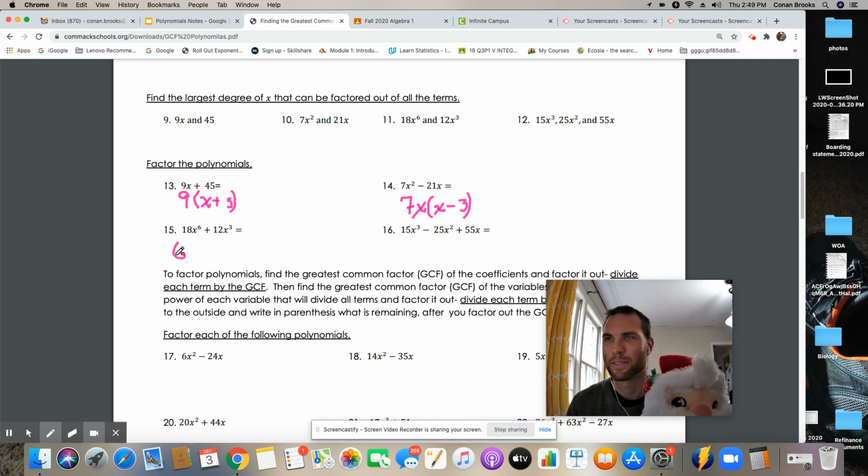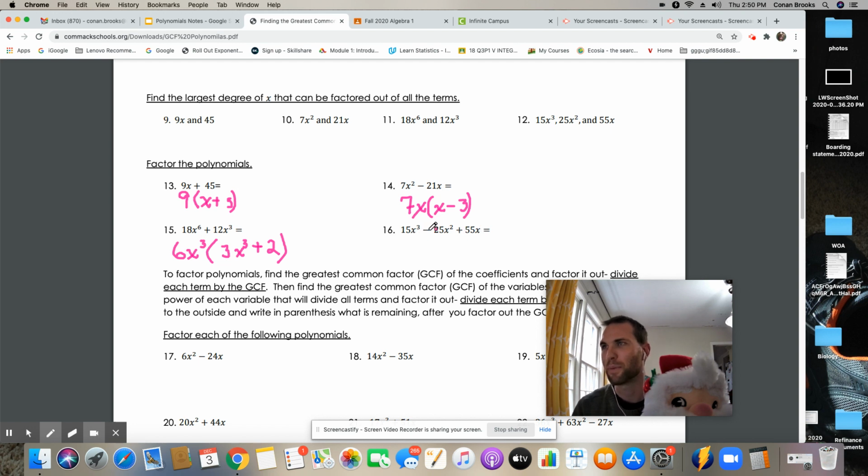18 and 12, we said it's 6, and then x to the third because you have 3 x's right here. And 18 divided by 6 is 3, and we have 3 x's on the outside, so how many do we need on the inside? We need 3 more to get to 6. And this plus is this plus right here. And then 12, how many 6's are in 12? It's 2. And since we pulled out 3, we don't need to put anything back inside.